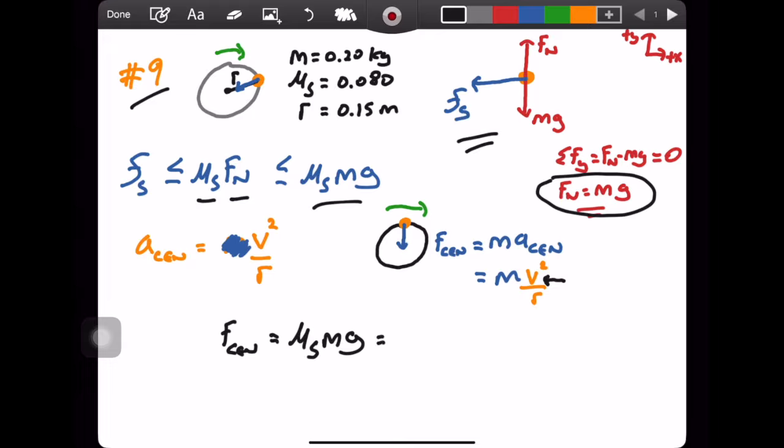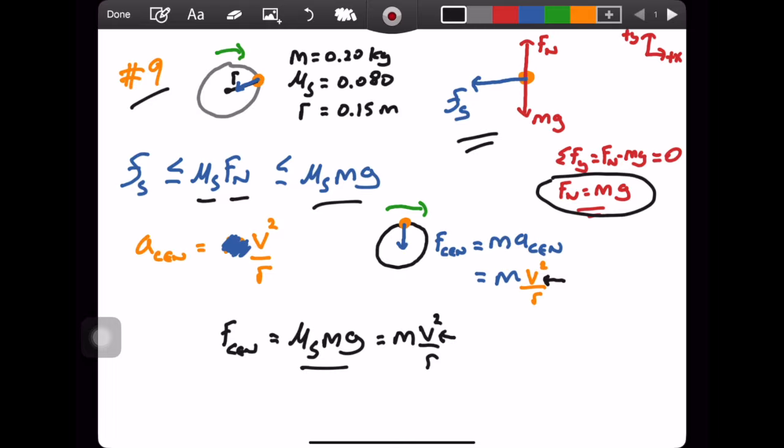And that static friction is what supplies the mass times the velocity squared over r. It's the maximum static friction that is supplying the requisite centripetal force when v is at its maximum. If this v gets any bigger, the maximum static friction won't be able to do the job anymore, and the object is going to start to slip. So we want to figure out what's the maximum velocity before this object starts to slip.